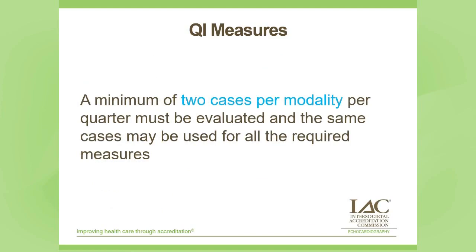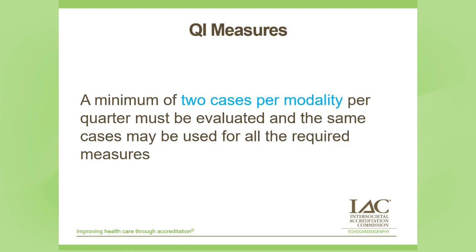So this is a question that comes up a lot. I'm going to state this and I'm going to ask Sue to explain it. A minimum of 2 cases per modality per quarter must be evaluated, and the same cases may be used for all the required measures. So Sue, we get this question a lot. Do you mean 2 cases per doctor? Do you mean 2 cases per sonographer? What do you guys mean?